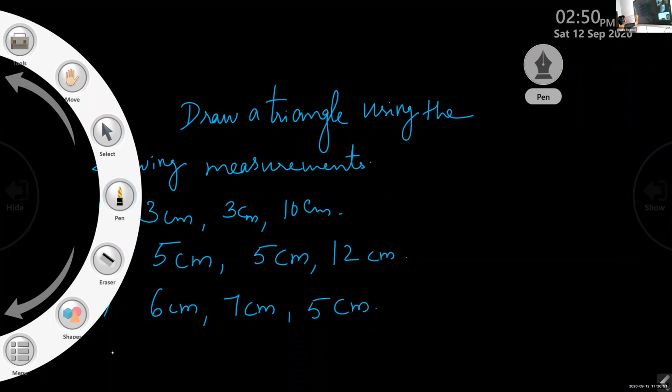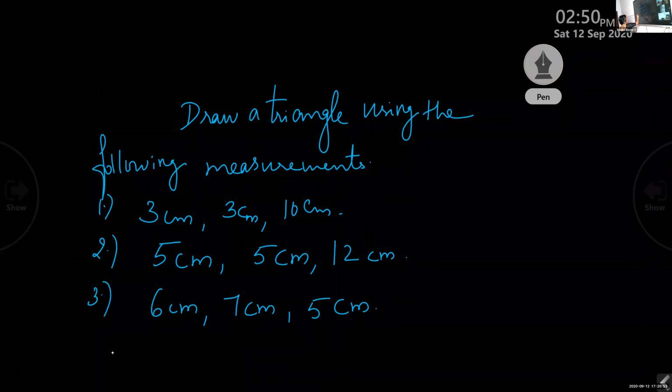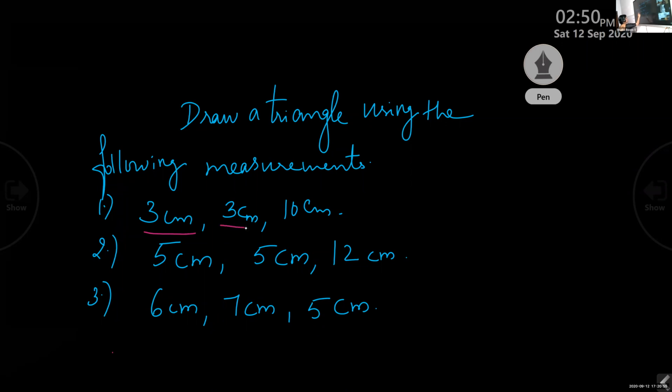First question. We will add the first two sides, 3 plus 3. Answer, 6 centimeter. Is it greater than the third side? No, ma'am. It is less than the third side.